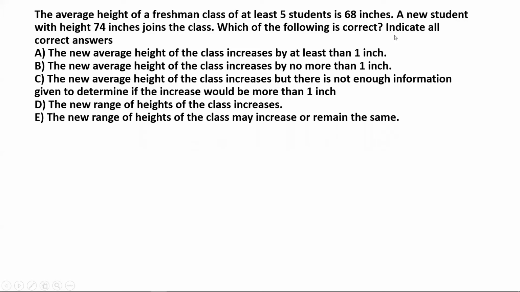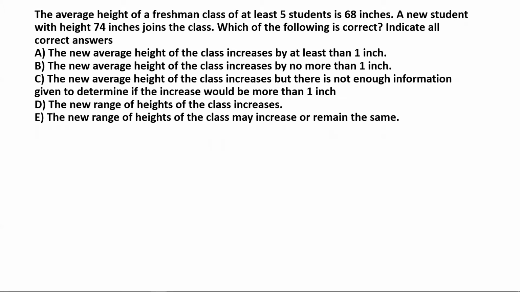The average height of a freshman class of at least 5 students is 68 inches. A new student with height 74 inches joins the class. Which of the following is correct? This is a multiple choice question where more than one answer may be correct, so you have to really examine all the options carefully.